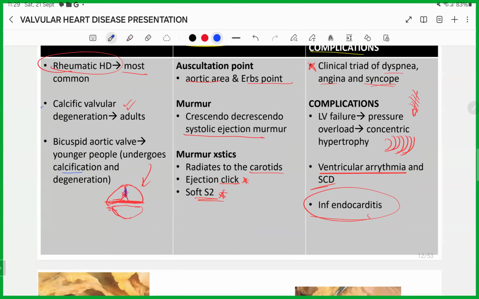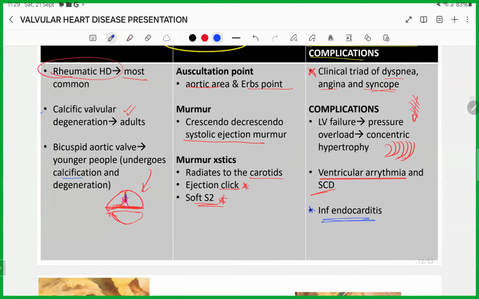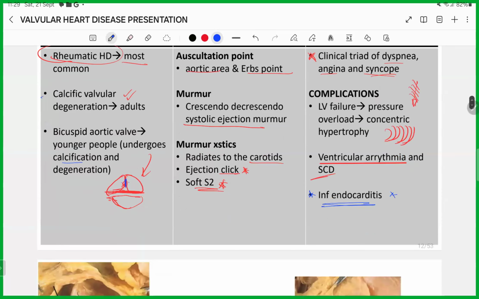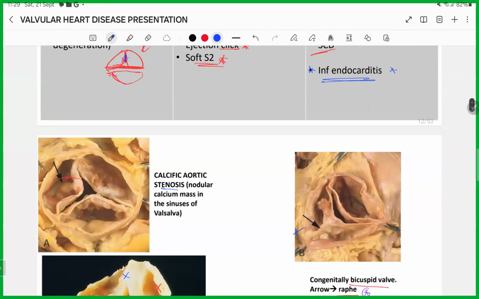And of course, infective endocarditis, because you have a valve that is predisposed to pathologies because it is sick, it's malformed. It has pathology. So it's high risk for infective endocarditis. Cool. So that's aortic stenosis. So let's go to aortic regurgitation.